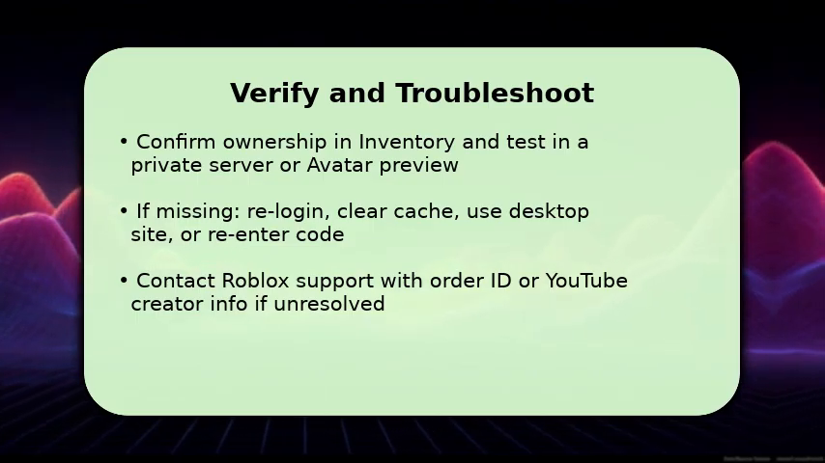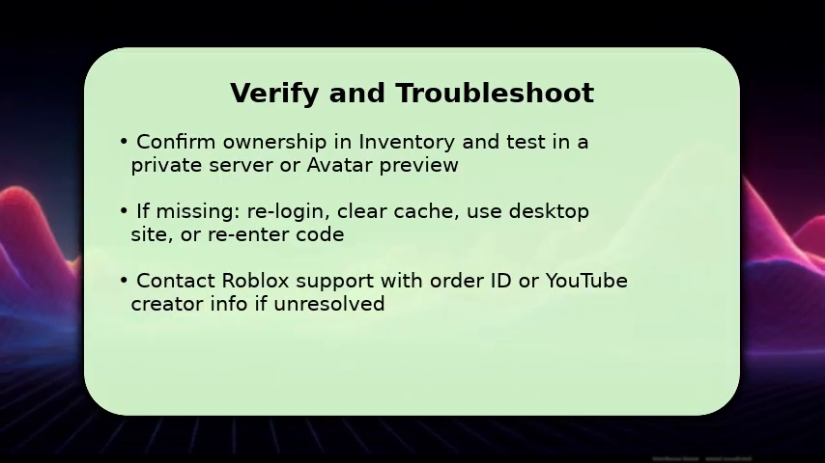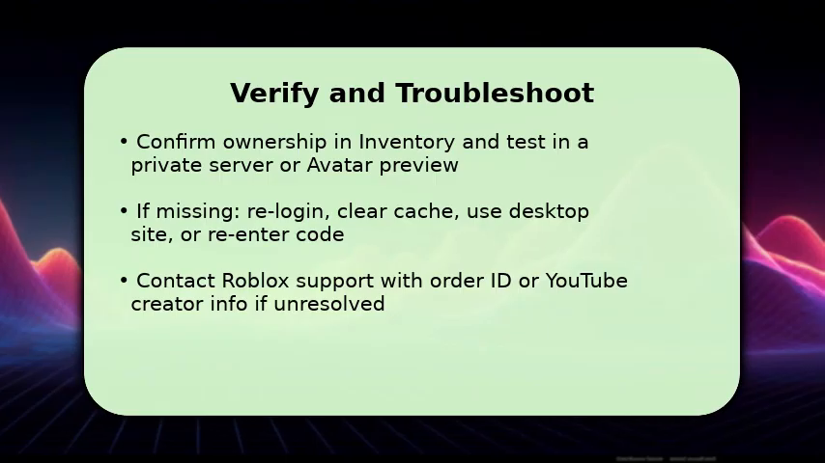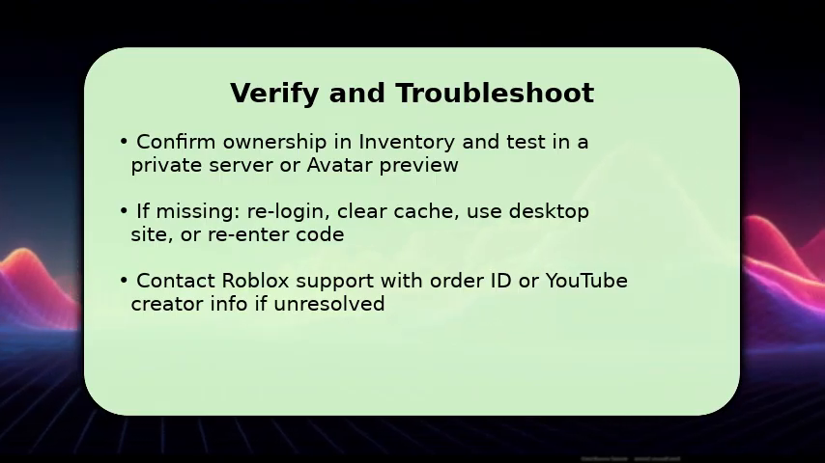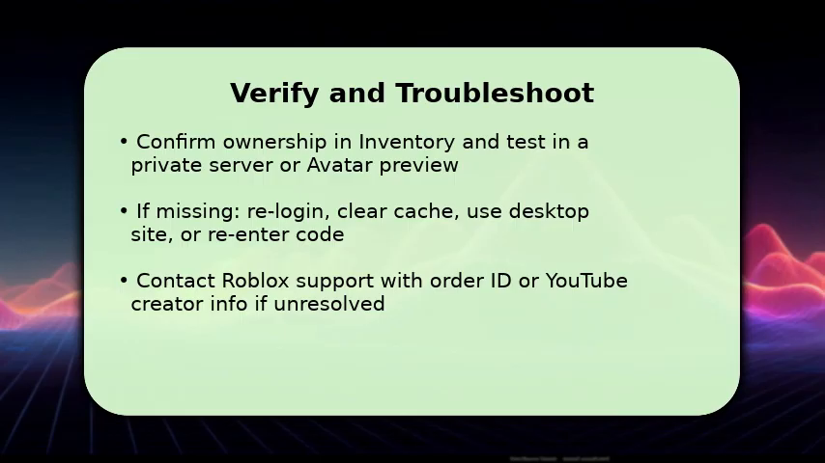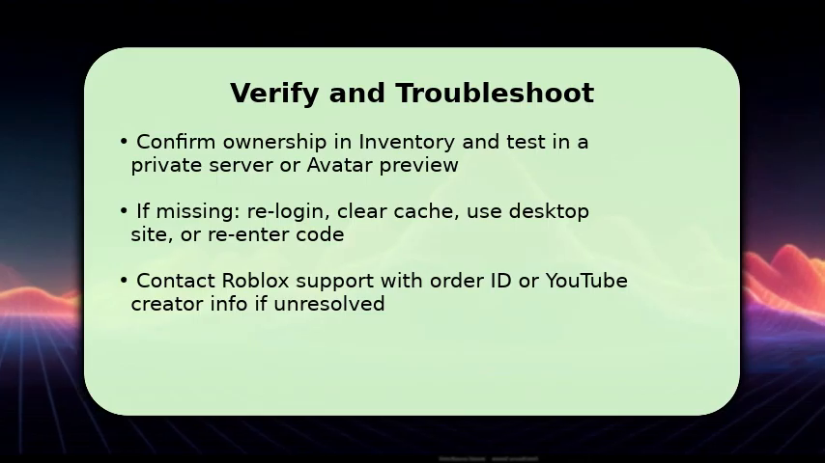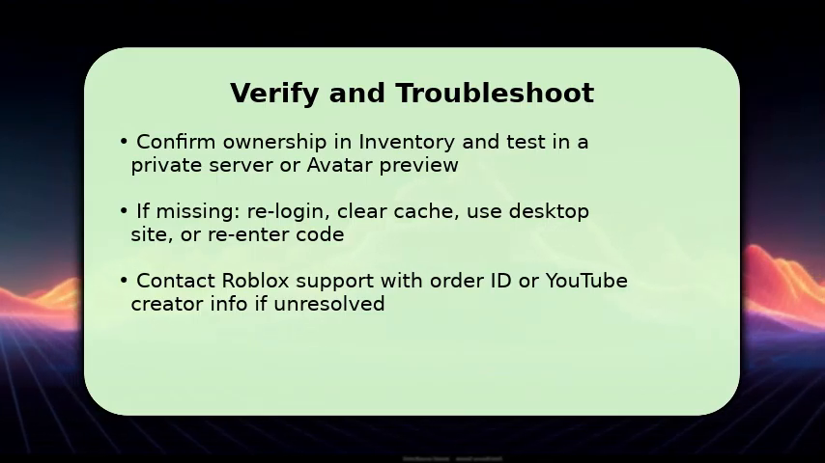If the shirt does not appear, first re-log in and clear the app or browser cache, then try the desktop site or re-enter the code. Sometimes region or delay causes lag. If problems persist, gather proof, order ID, screenshot of code, and any YouTube promo, and contact Roblox support so they can verify and restore the item for you.